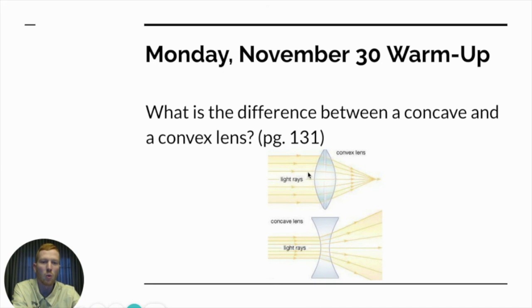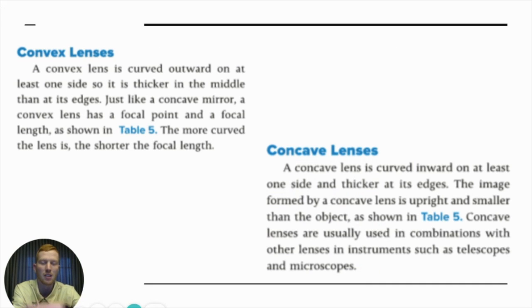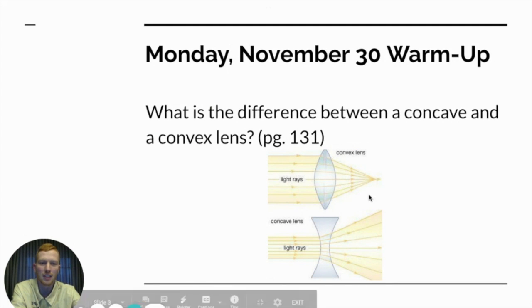Now, what is it that you need to write? You can find that answer on page 131, but getting back on track, I went ahead and took some screenshots for you of these different pages. If you look up here on the top left, it says a convex lens. A convex lens is curved outward on at least one side, so it is thicker. If I flip back, you can see that's exactly what's happening here. For a convex lens, it is coming outward.